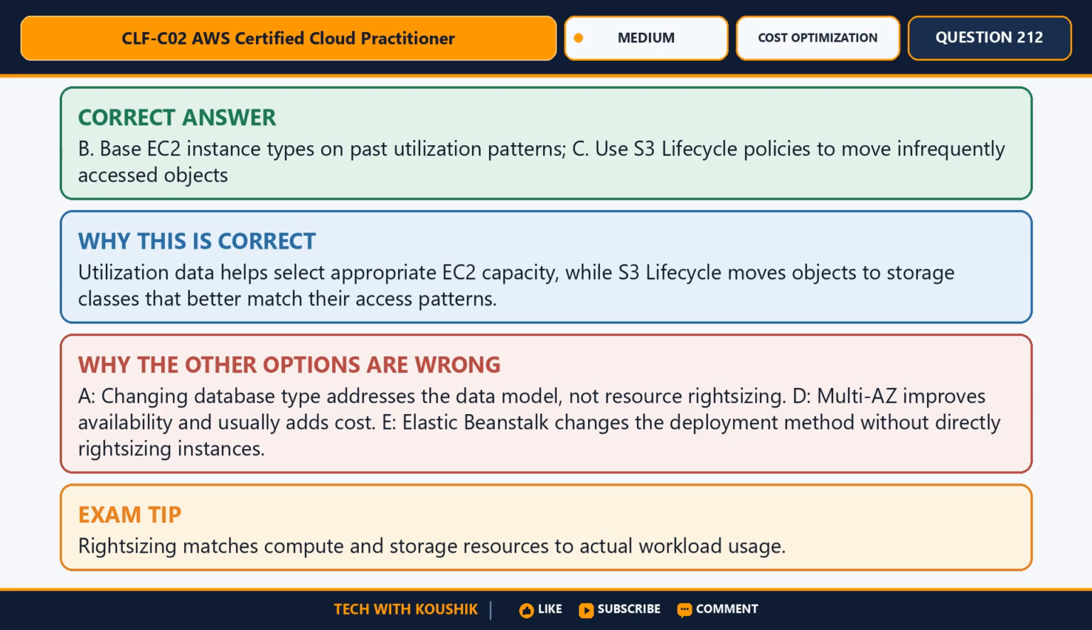A. Changing database type addresses the data model, not resource right-sizing. D. Multi-availability zone improves availability and usually adds cost. E. Elastic Beanstalk changes the deployment method without directly right-sizing instances. Exam tip. Right-sizing matches compute and storage resources to actual workload usage.